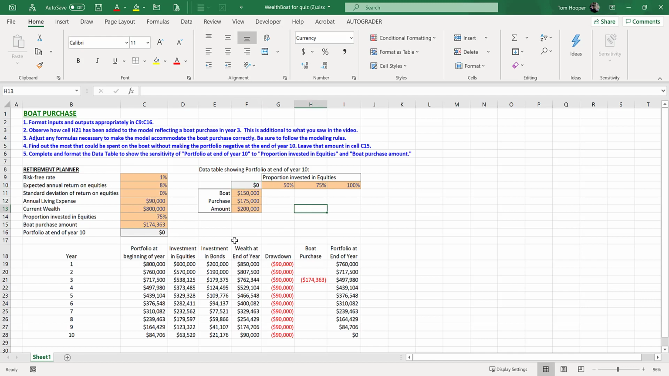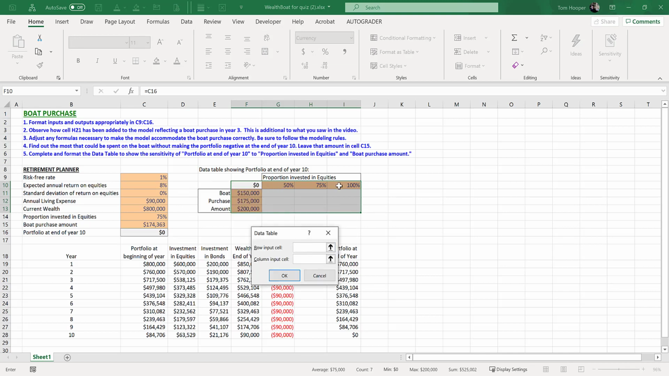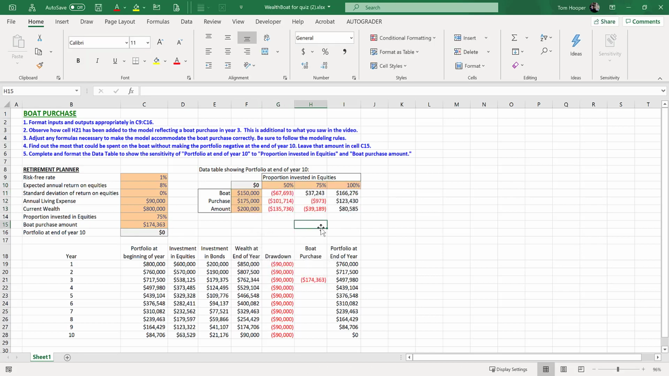And now you're ready to complete the data table, and it's pretty straightforward at this point. Just about everybody got the select enough cells to get the formatted ones and only enough to get the formatted ones, and then go to your data table and decide what is the row input cell. Well, these are in a row, and it says proportion invested in equities, so that must be proportion invested in equities. And the column says boat purchase amount, so the column must be here. When I say OK, then I get the correct answer.